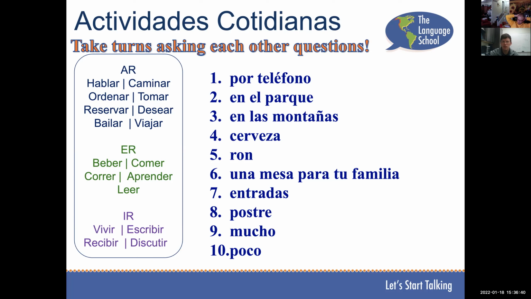¿Qué significa una mesa para? A table. A table for your family, yeah. Oh, okay. That does make sense.